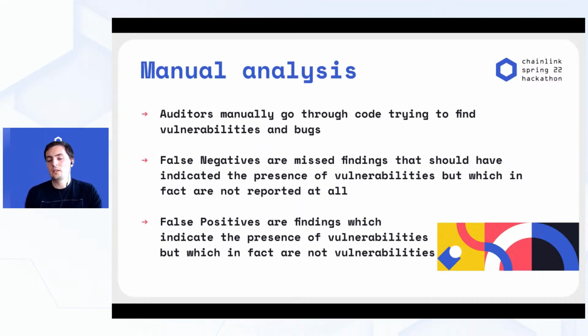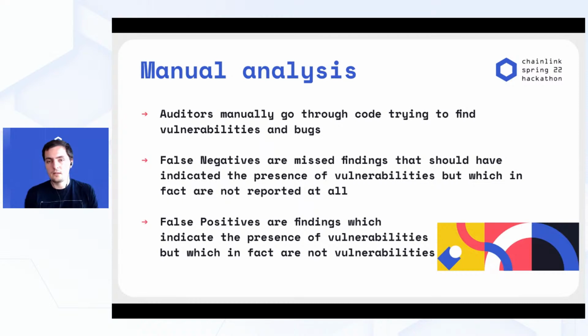There are two possible scenarios that can happen during manual analysis. The first is false negatives, and the second is false positives. False negatives are missed findings that should have indicated the presence of vulnerabilities, but which are in fact not reported at all. So a false negative is where there is a vulnerability in the smart contract, but it's not reported by tests, by tools, by formal verification, by fuzzing, whatsoever. There's a vulnerability, but no one caught it.